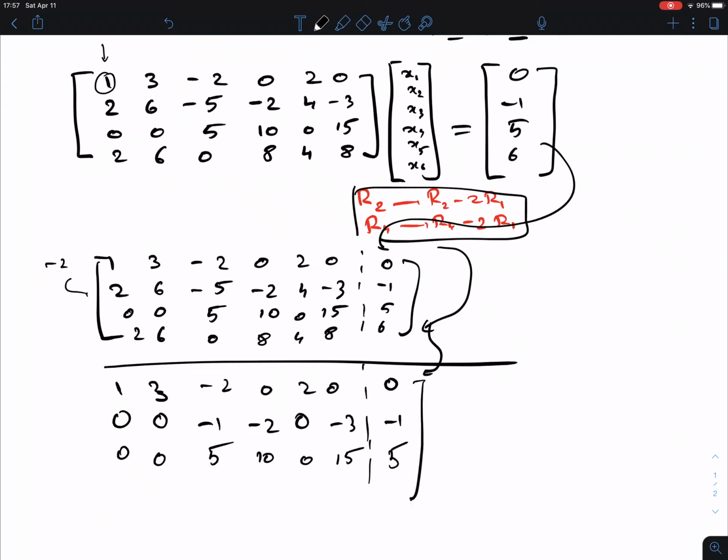And then finally, the last one we do the same thing, -2 and add up. 0, 0, 4, 8, 0, 8, 6. Okay. So this is our first pivot.